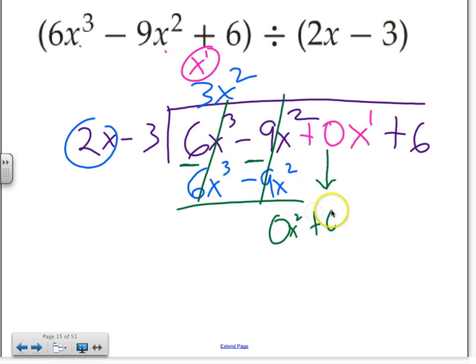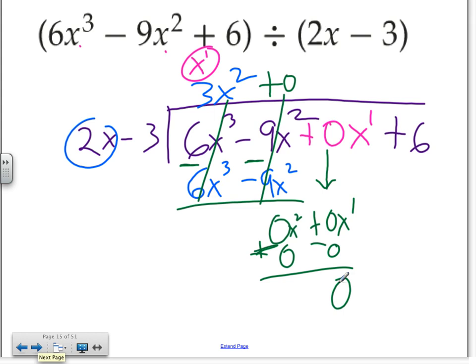Bring down the 0x, right? And I start the whole process again. 2x times what is 0x squared? I want a 0. 2x times what is 0, basically? 0. So basically, I can add 0 to it, but there's no point because they're both 0 anyway, right? You can say, oh yeah, I add a 0 and I have a 0 here. I subtract, and I still have a 0.